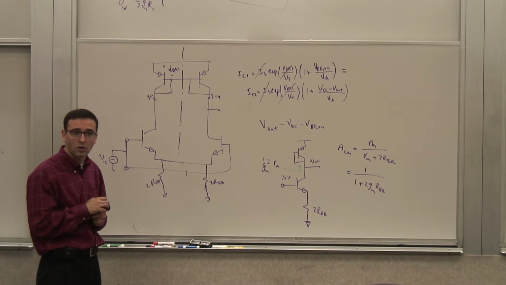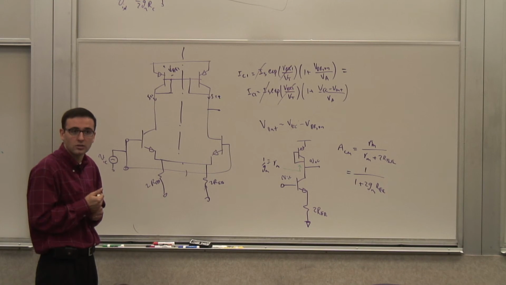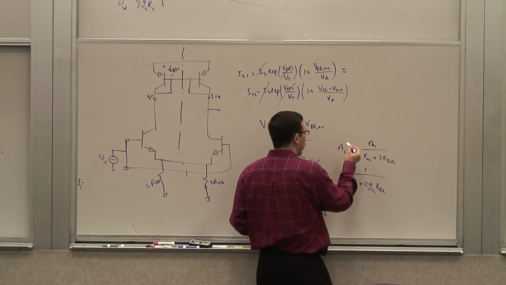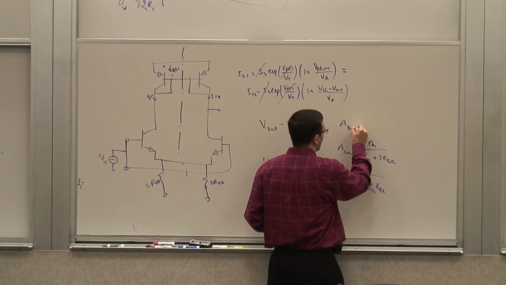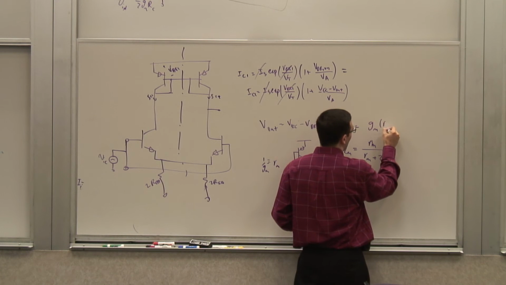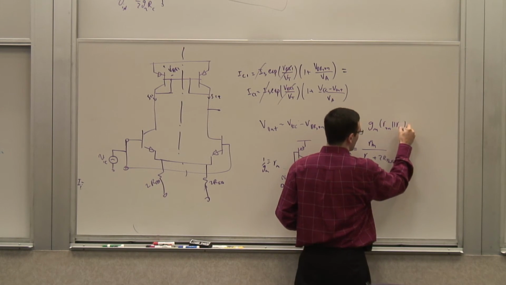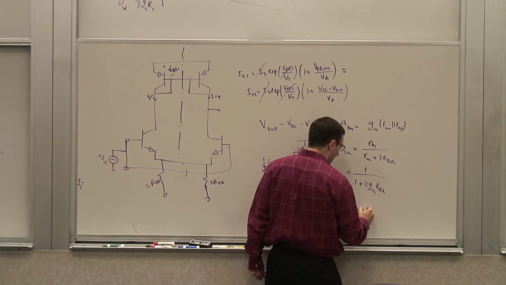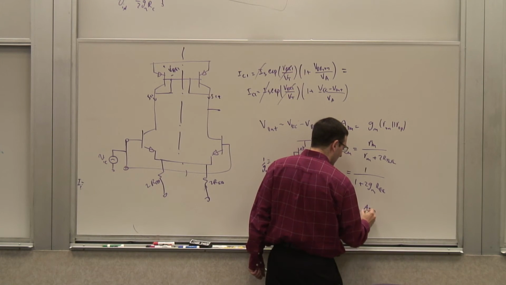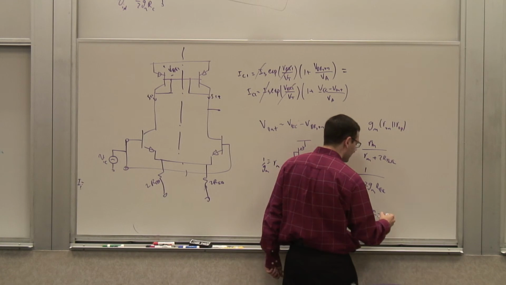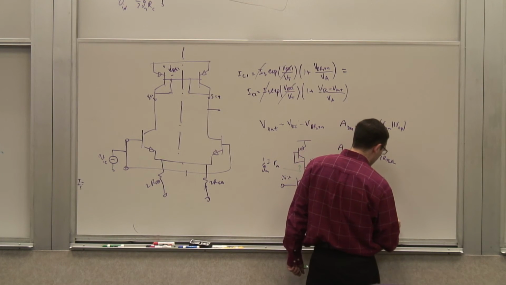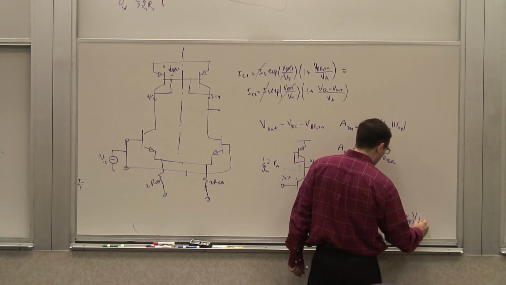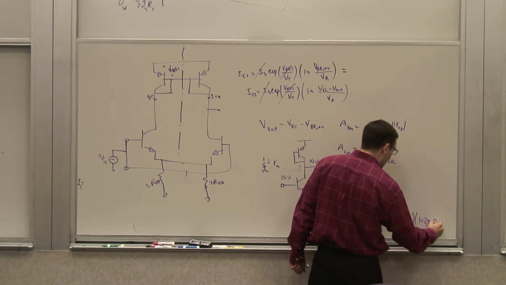So it's actually quite small, which is good, because we want the common mode gain to be small. And we know the differential mode gain, we have already calculated that. The differential mode gain was GM times RON in parallel with ROP. So if I ask you what the common mode rejection ratio is, the ratio of the differential mode gain to the common mode gain, it's going to be GM times RON in parallel with ROP, times 1 plus 2 GM REE.